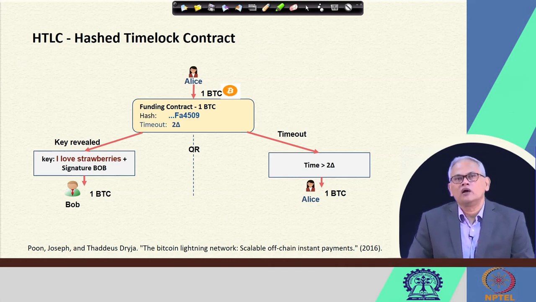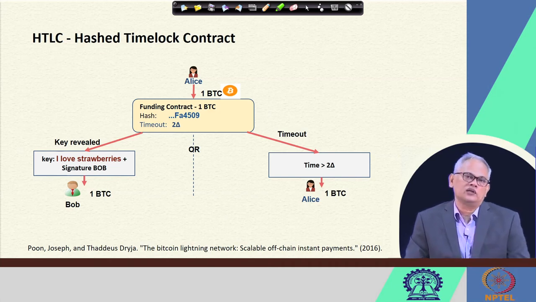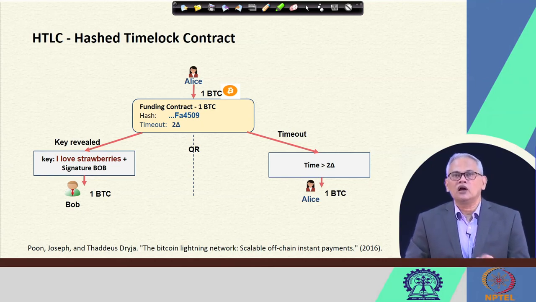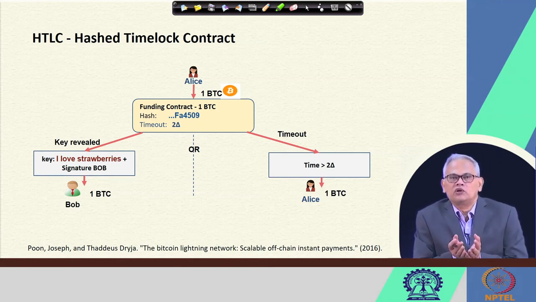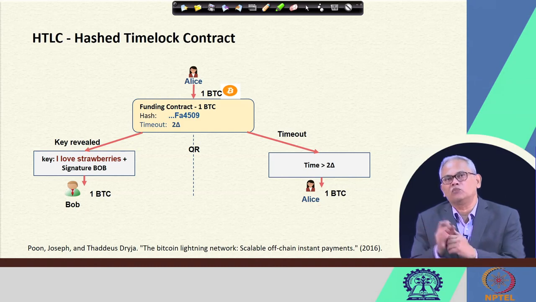But suppose Bob does not provide the service to Alice. So, Alice created the contract promising to pay 1 Bitcoin if she got the service from Bob, but Bob finally did not provide the service or did not supply the item. In that case, you see that Alice's 1 Bitcoin is locked in that contract. So, what needs to be there is this notion of a timeout.